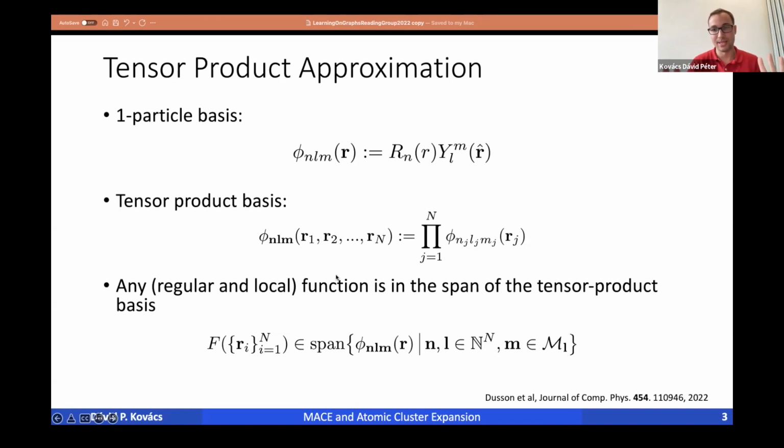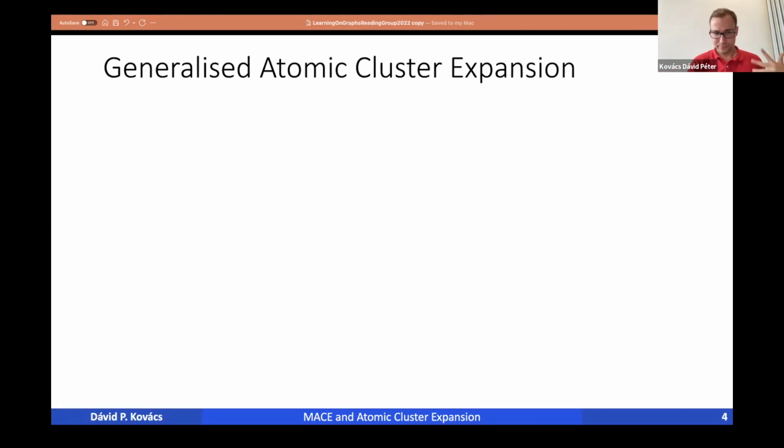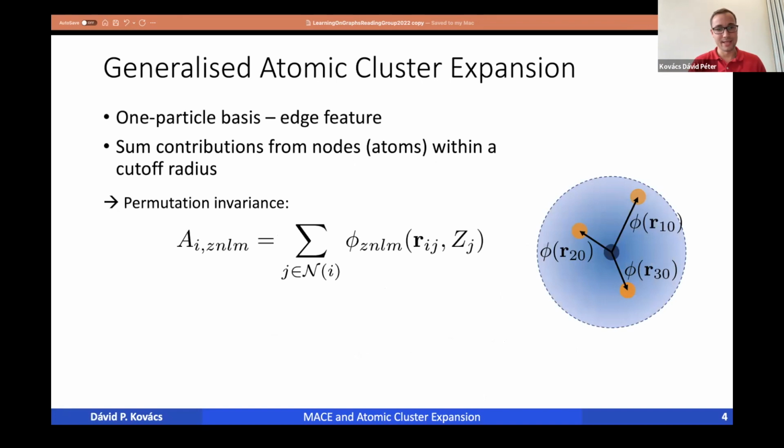So this is kind of the basic background for maths. And then really what ACE does is it starts by having one-particle basis functions, which are essentially edge features. Then you take the edge features and you pool, you do a summation. And here we actually keep these indices. So Z is the chemical element, NLM are radial and angular features.